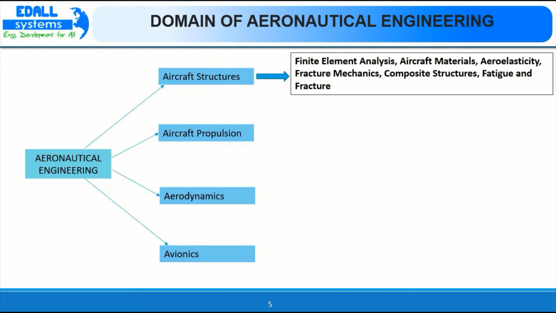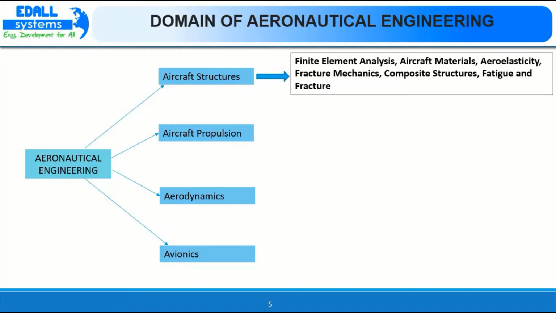Under structures, we have various categories: finite element analysis, aircraft materials, aeroelasticity, fracture mechanics, composite structures, and fatigue and fracture. In finite element analysis, we carry out different computer aided simulations using the finite element method to understand the behavior of the structure when several loads are applied. Then it is aircraft materials: what kind of materials are useful to build an aircraft, or what materials are used for different parts of an aircraft. Then it is aeroelasticity. We know the flutter phenomenon. Aeroelasticity includes flutter, divergence, all these phenomena in which the aircraft can fail.